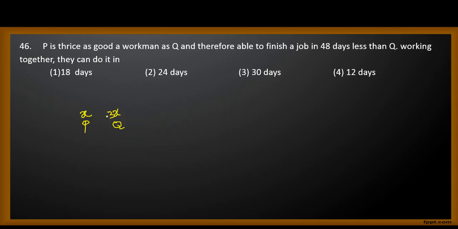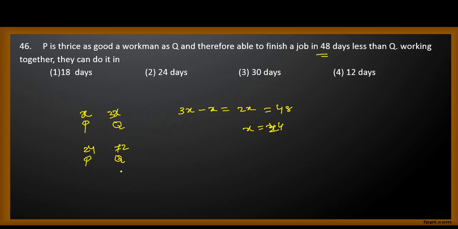Now what is the difference between 3x and x, which equals 2x. But according to the question, how much is given? 48 days. This implies x equals 24 days. It means P can do the work in 24 days and Q can do the work in 72 days. Okay.